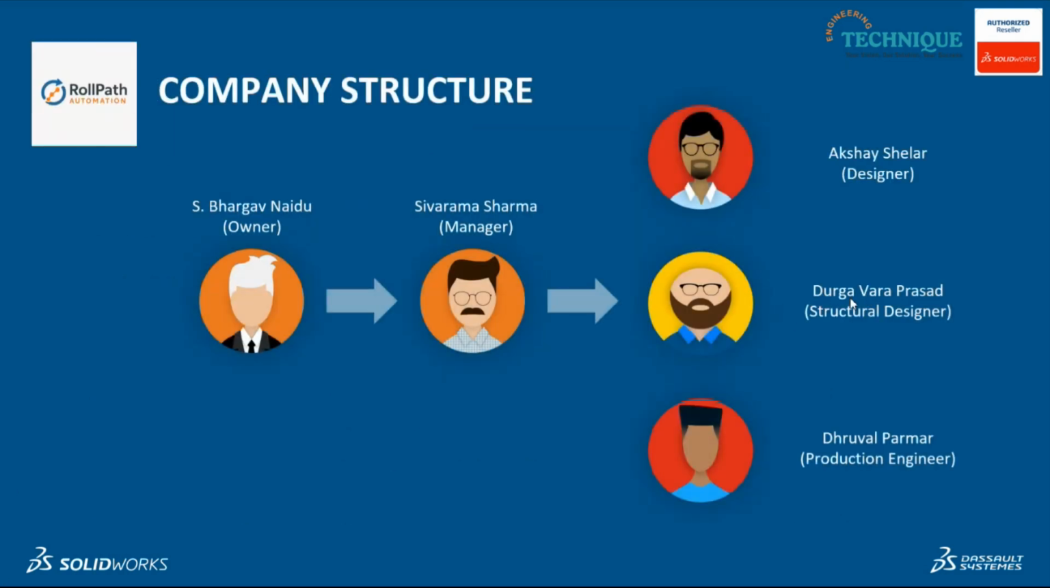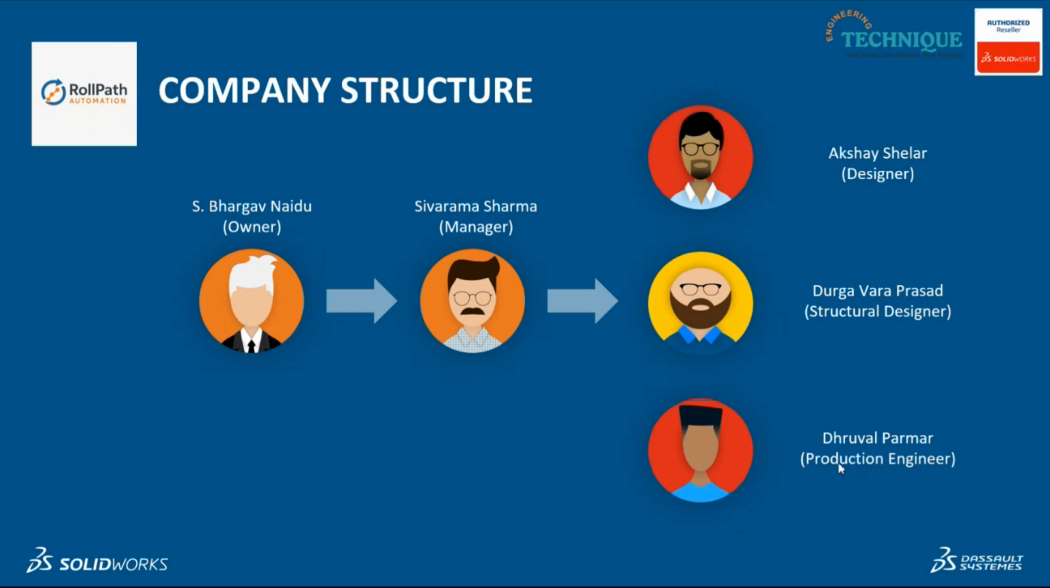Here's a quick look at the company structure at Role Path Automation and how we collaborate across the tools. At the top, we have Mr. Bhargav Naidu, the owner, who is responsible for closing the orders and business deals with various companies, driving our business forward. Overseeing the team is Mr. Shiva Sharma, our manager. He ensures smooth operations by managing resources and assigning tasks to the team based on the project's needs.